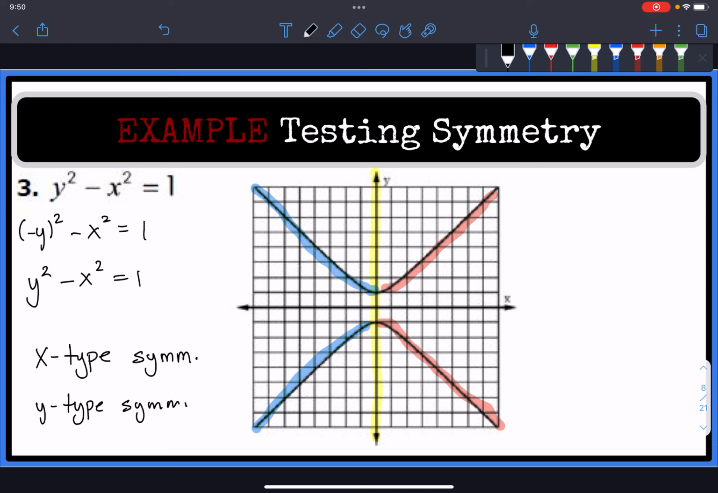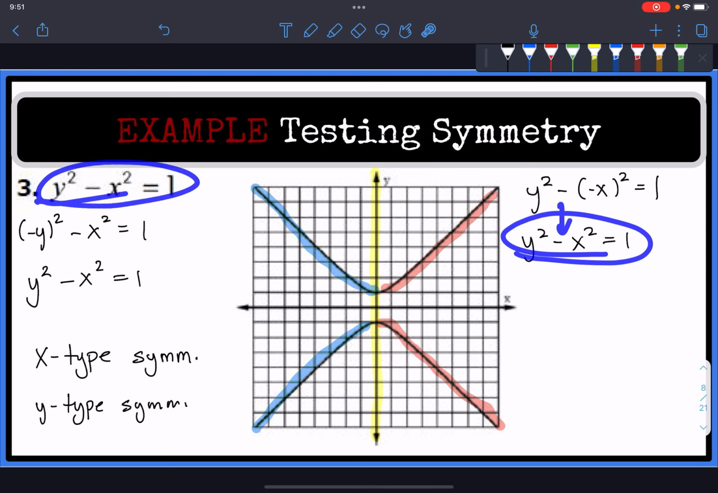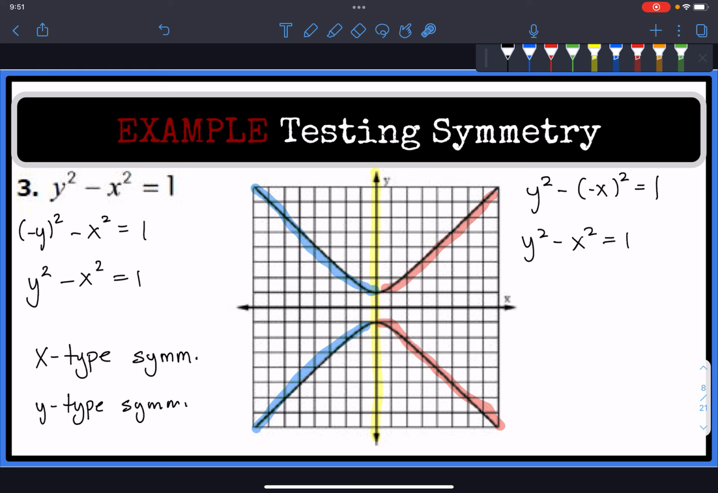Algebraically, we can verify that by replacing the x with a negative. Simplifying that's going to still give us y squared minus x squared is equal to 1. For the same reason as before, we have an even factor of negatives. So negative times a negative is still going to give us positive. Bringing down the negative sign again, we end up that this matches exactly what we started off with. So as a result, again, this also has a y-type symmetry.